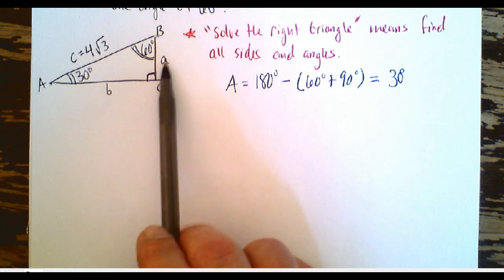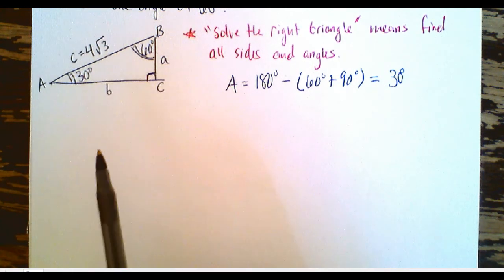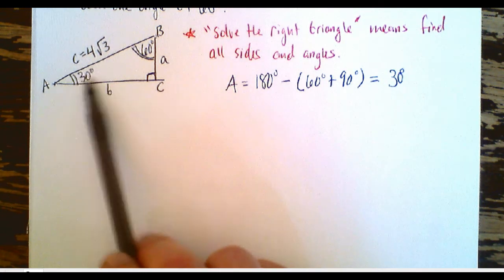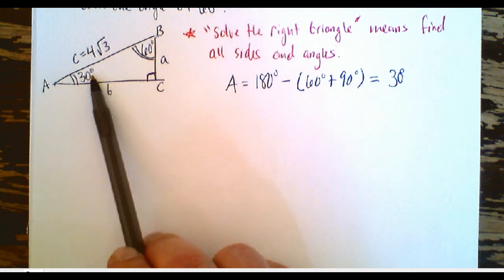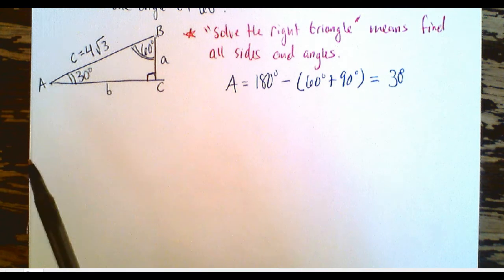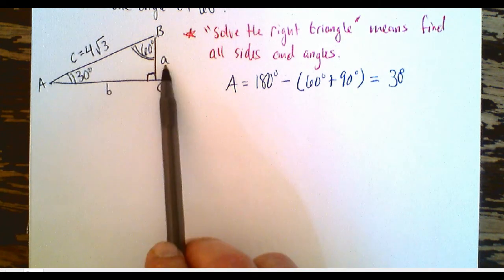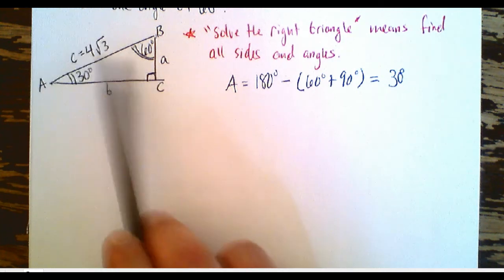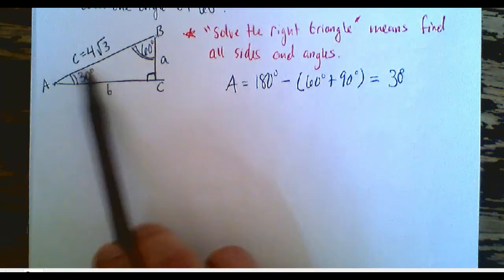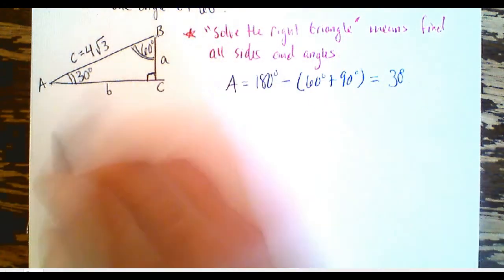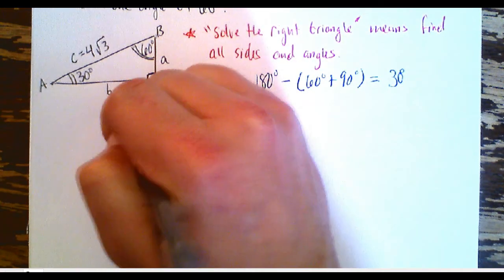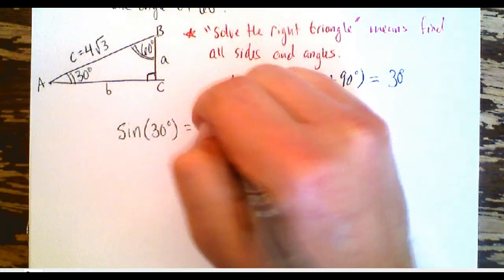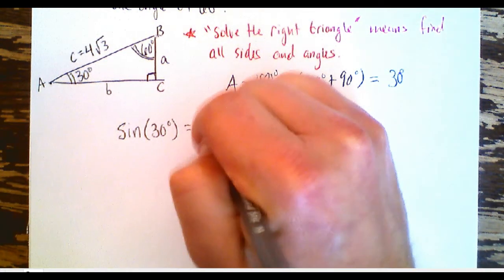If we want to figure out side A, we can use one of the trigonometric ratios. If we're dealing with this angle 30 right here, what trig ratio relates A with the hypotenuse? Note that A is the opposite side, and we have the hypotenuse. So let's try using the sine of the angle 30 to get that value. To find A, we set up an equation: sine of 30 degrees equals A over 4 root 3.